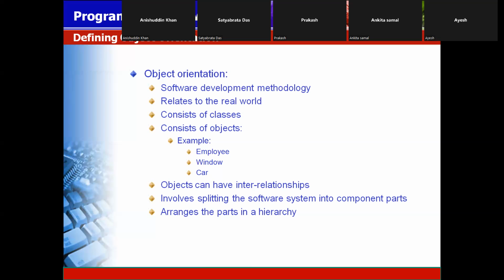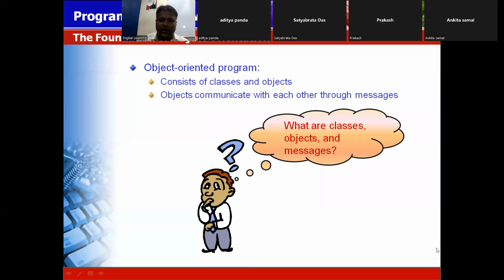Object orientation involves splitting the software system into component parts, and you have to arrange them on a hierarchy basis. Okay, so you just note this down. In object oriented programs, it consists of classes and objects.